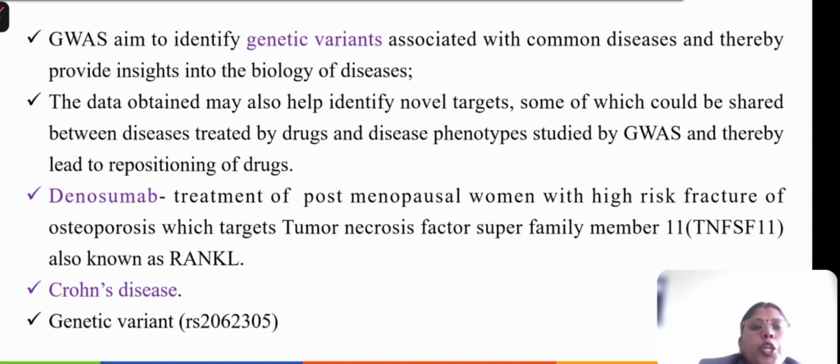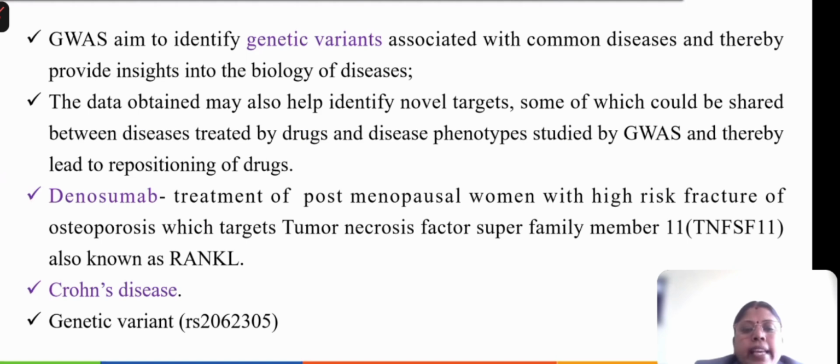And the next one is genome-wide association studies, that is GWAS. So this GWAS aims to identify genetic variants associated with common diseases and thereby provide insights into the biology of the particular disease. Okay, so which variants, where the mutation occurs, what type of mutation has been involved in the particular target. So all this will be provided by genome-wide association studies. Okay, so the data obtained may also help identify novel targets, some of which could be shared between diseases treated by drugs and disease phenotypes studied by GWAS, and thereby lead to repositioning of drugs.